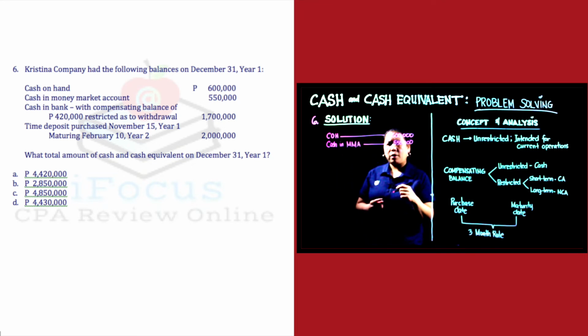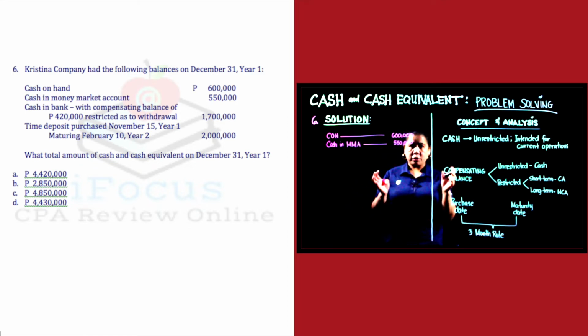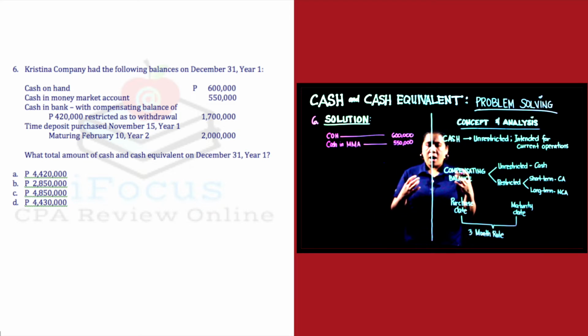Alright? Another item is cash in bank with compensating balance of 420,000 restricted as to withdrawal. So, meron tayong cash in bank amounting to 1,700,000. Out of this, meron tayong compensating balance of 420,000. Ano ba itong compensating balance na ito? So, kapag umutang ang company sa bangko, usually yung bangko nagre-require sila ng compensating balance. A compensating balance is the minimum amount na kailangang i-maintain ng company sa account niya. Ang tawag dyan ay compensating balance.